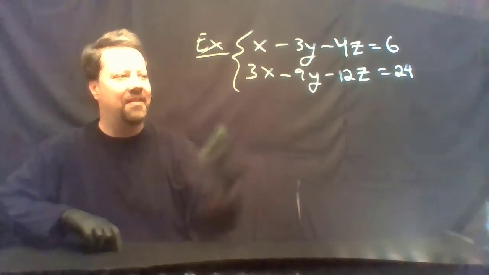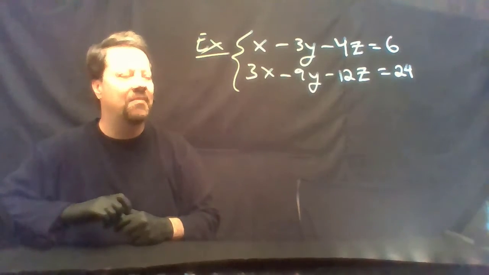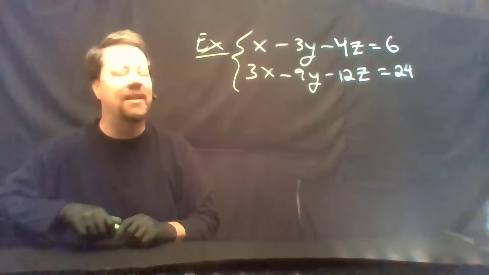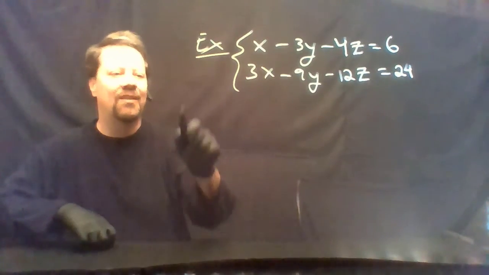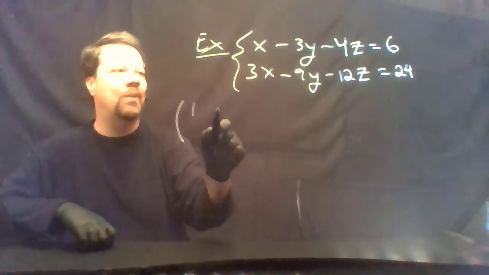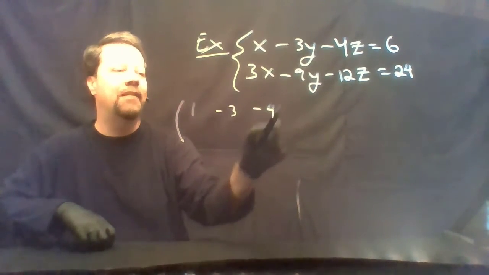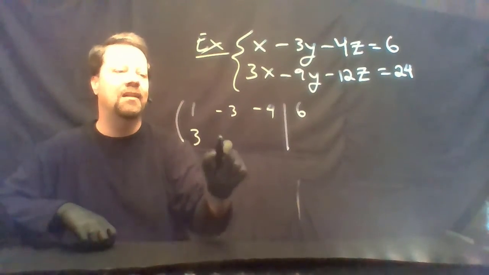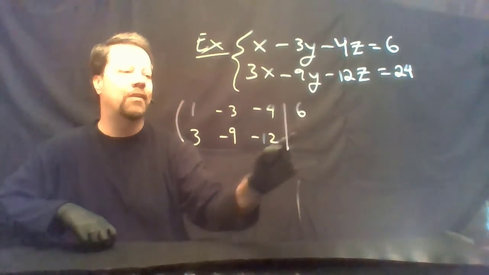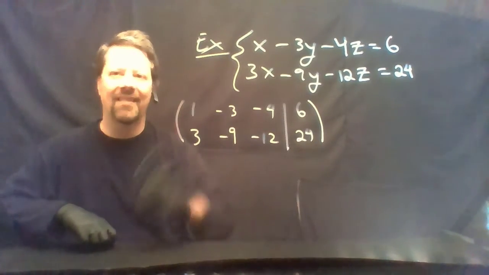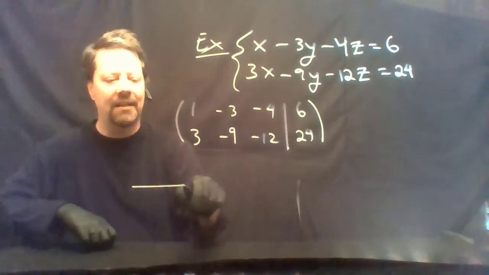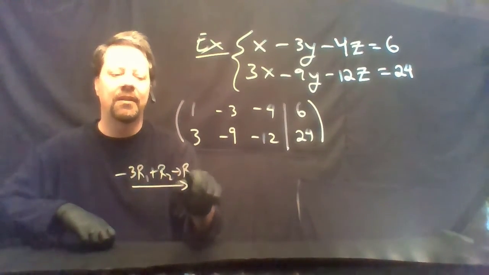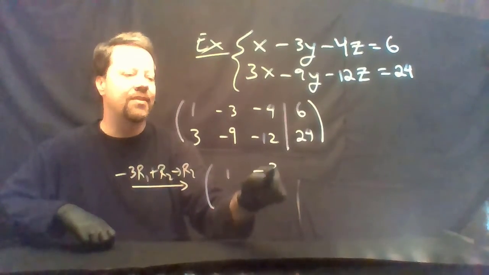Let's consider these two planes, x minus 3y minus 4z equals 6 and 3x minus 9y minus 12z equals 24. We'll place them in an augmented array. 1, negative 3, negative 4, vertical slash where the equal sign goes. 6, 3, negative 9, negative 12, 24. We can perform one elementary row operation. Negative 3 times row 1 plus row 2 yields a new row 2. That does not change the first row.